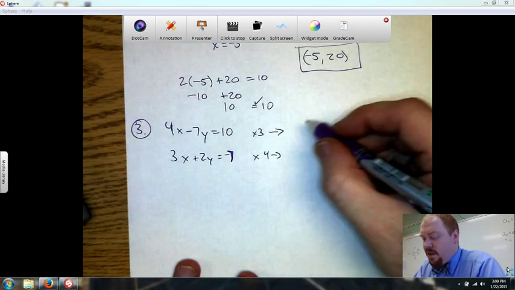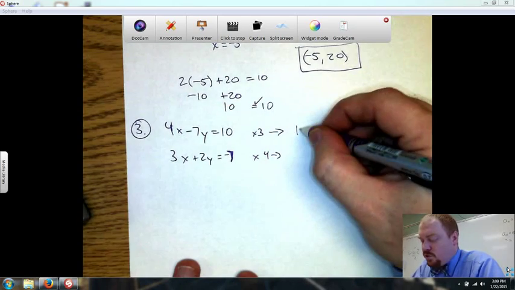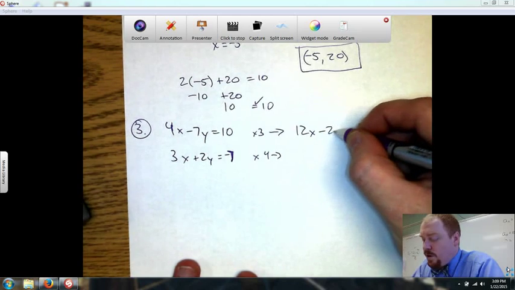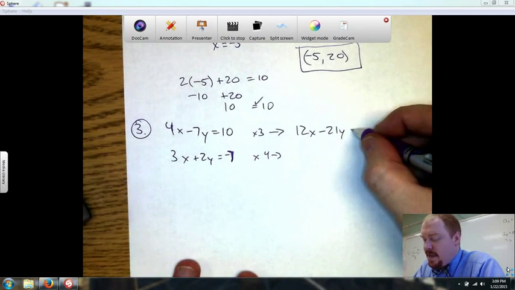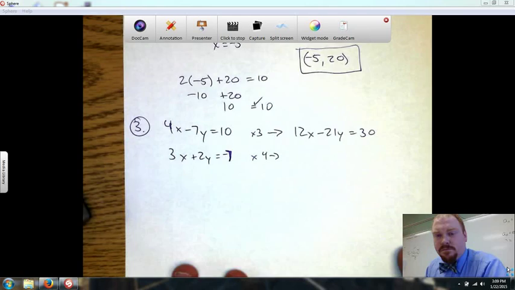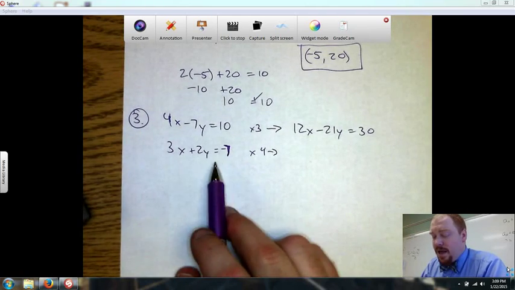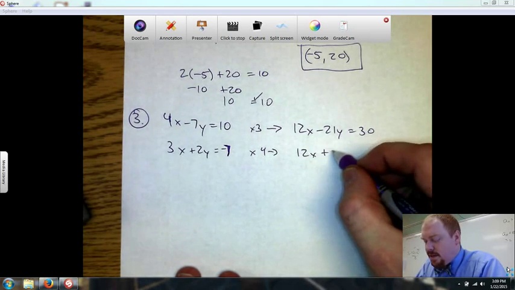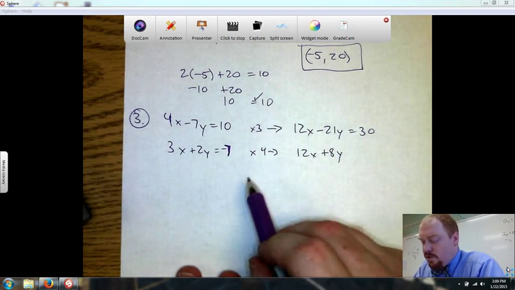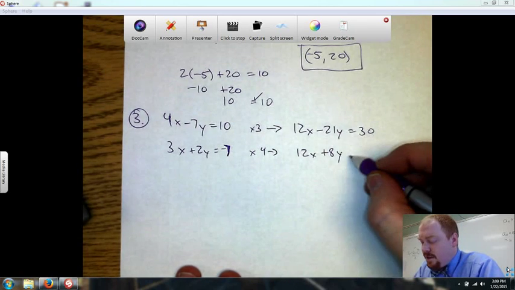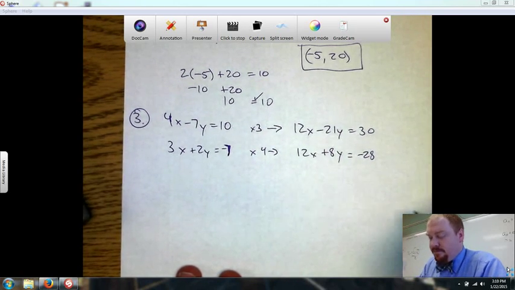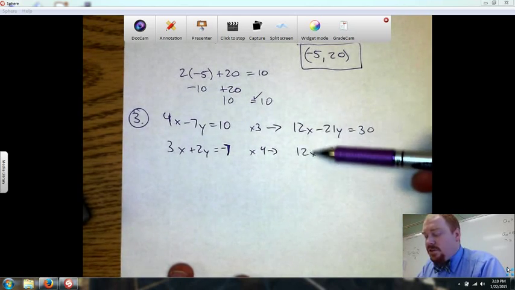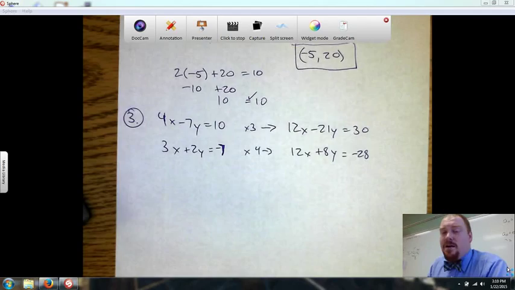And that will give me 4 times 3 is 12. 3 times 7 is 21. 3 times 10 is 30. Now I'll do the same thing for the bottom. 3 times 4 is 12. 2 times 4 is 8. 4 times negative 7 is negative 28. Now, if you notice, the numbers in front of x are the same. Now I'm ready to actually use elimination.